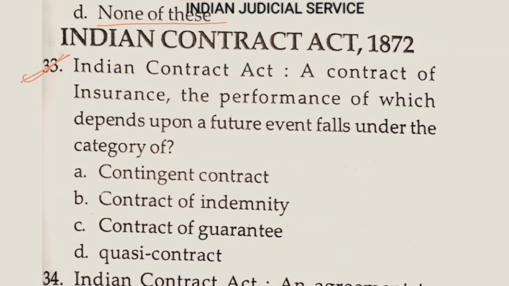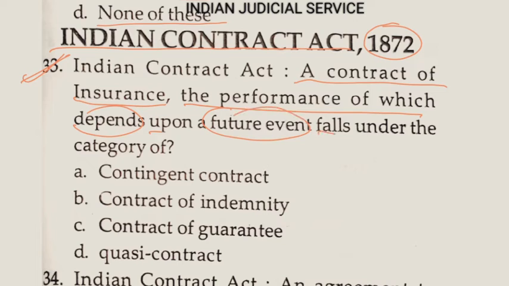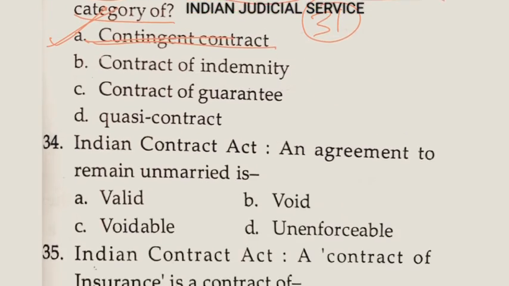Now question number 33. These questions are related to the Indian Contract Act 1872. A contract of insurance, the performance of which depends upon a future event, falls under the category of contingent contract. So the answer is option A. The remaining, contract of indemnity, contract of guarantee and quasi contract, are not correct. Contingent contract is defined in Section 31 of the Indian Contract Act 1872.